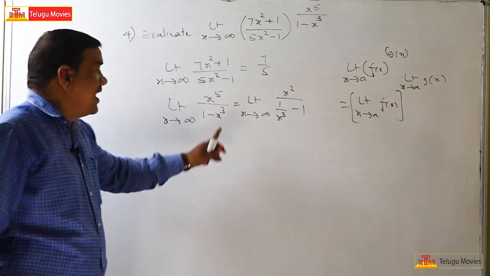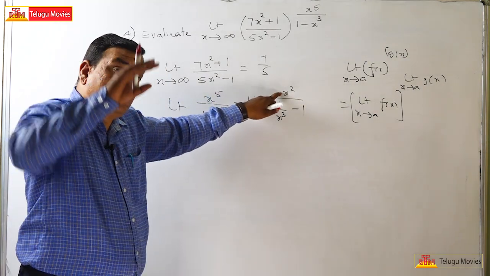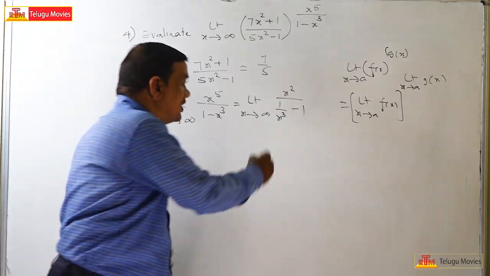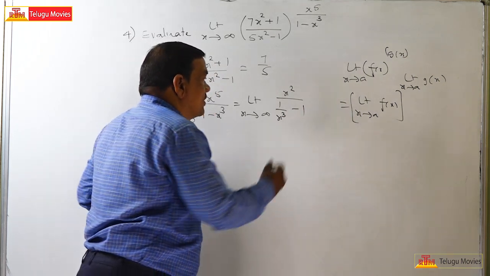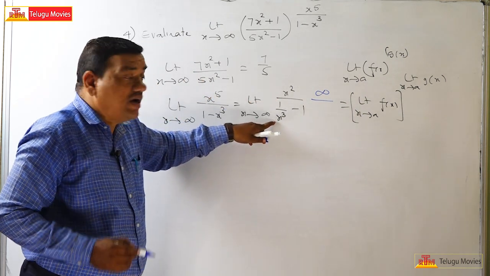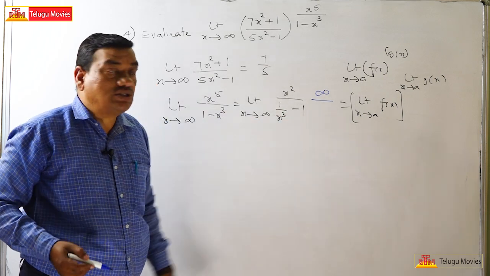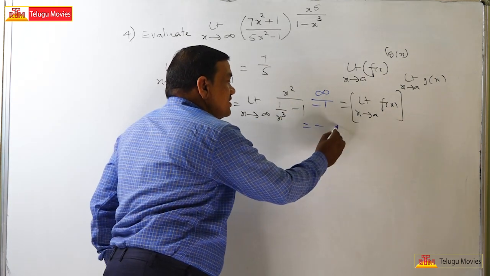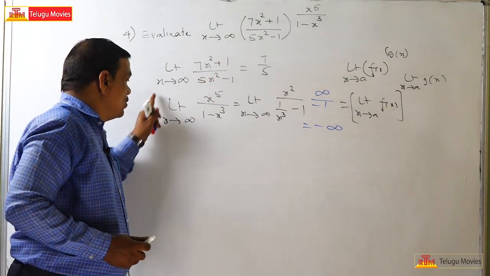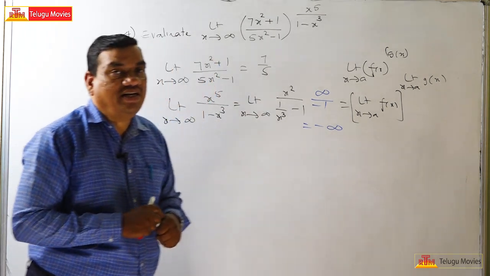Now the problem is, as x tends to infinity, x square also tends to infinity. So the numerator tends to infinity. In the denominator, 1 by x cube tends to 0, so 0 minus 1 is minus 1. So the total problem tends to minus infinity. That is very, very important.